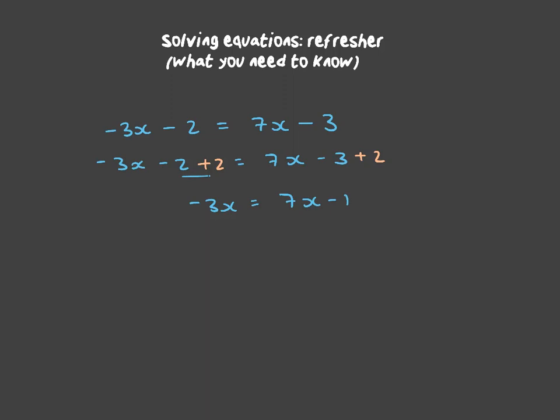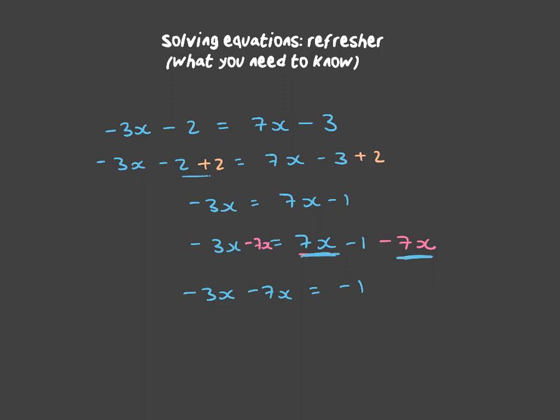Okay, that's not too bad. Now, if we want to get all the x's on the left-hand side, what do we need to do? We need to get rid of the 7x on the right-hand side, right? We need to get rid of this dude. So, how do I get rid of it? It's 7x minus 1, so I need to subtract 7x on the right-hand side, but I also need to subtract it on the left-hand side. So on the left-hand side, we've got minus 3x minus 7x, and on the right-hand side, we just have the minus 1, because 7x minus 7x is 0.